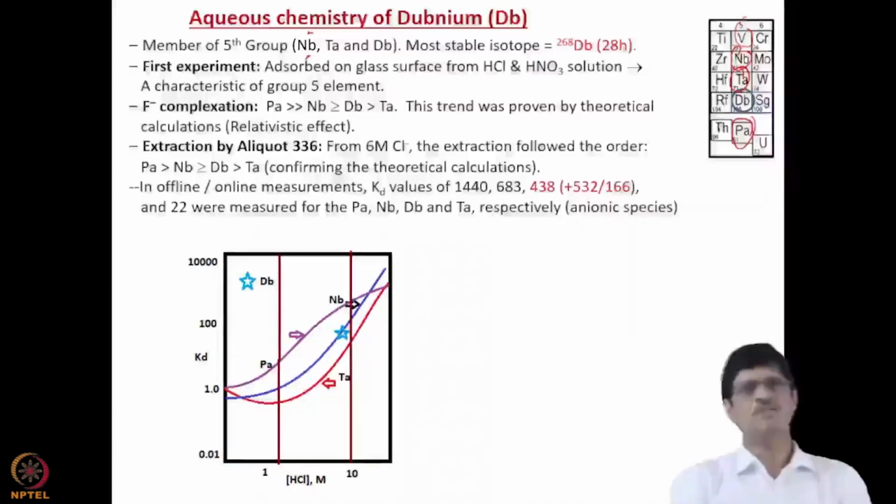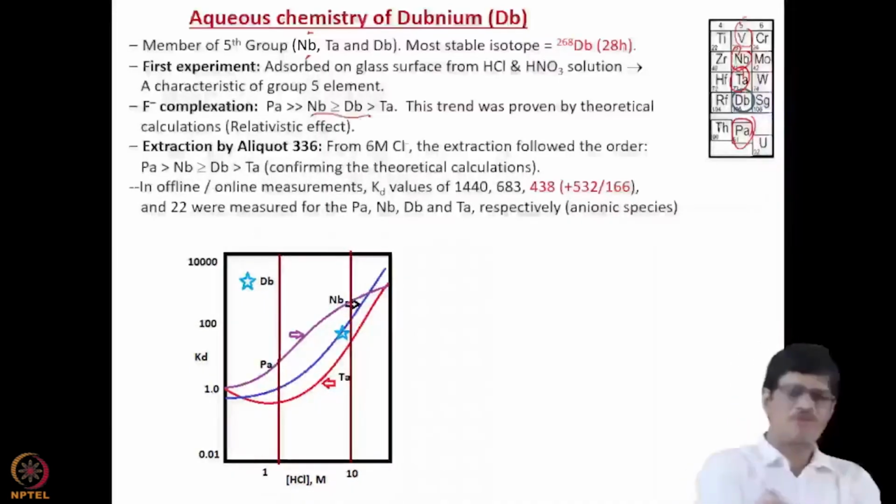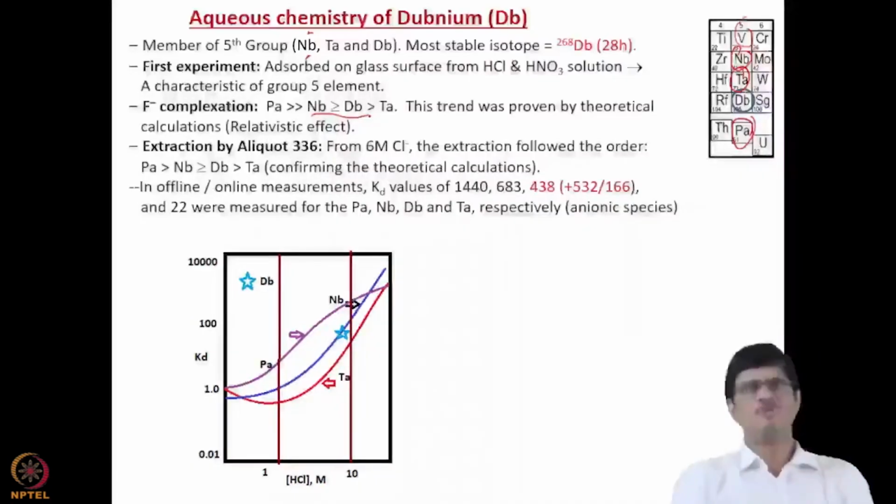Fluoride complexation, the trend shown here by theoretical calculations taking into consideration the relativistic effects, is that protactinium should have the highest complex formation with the fluoride ion, followed by niobium, followed by dubnium. Or niobium and dubnium may have more or less the same complex formation tendency, and tantalum should have the least complexation with the fluoride ion.